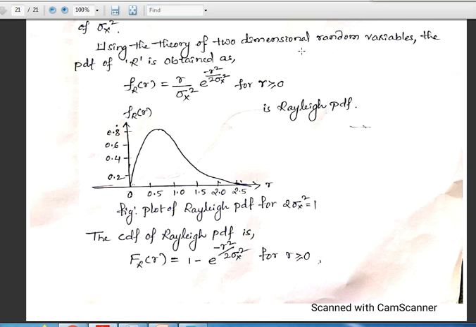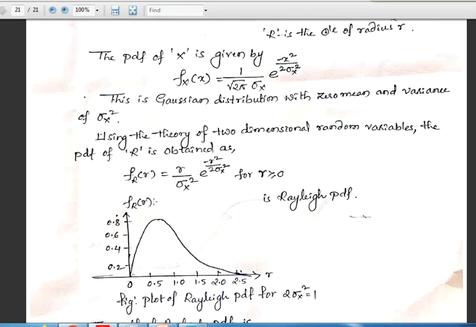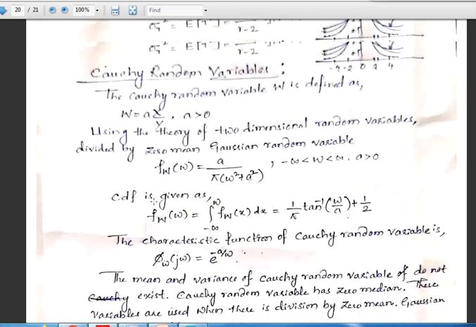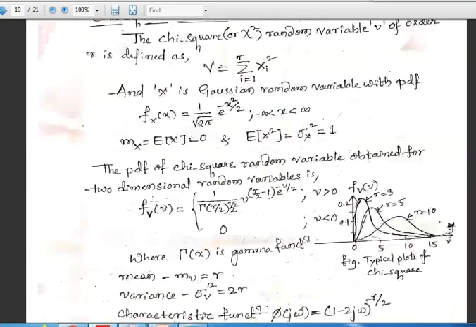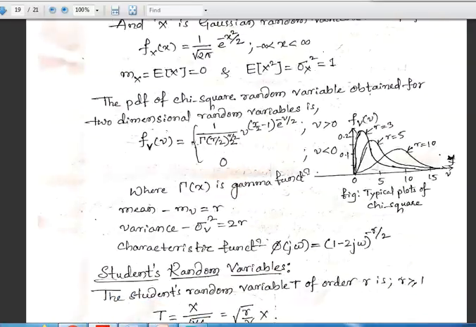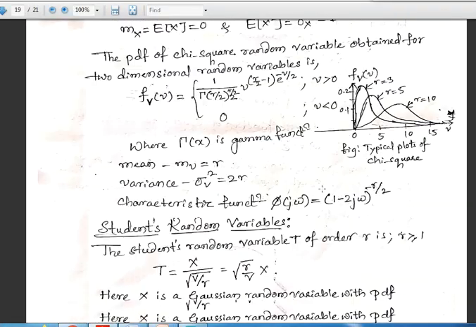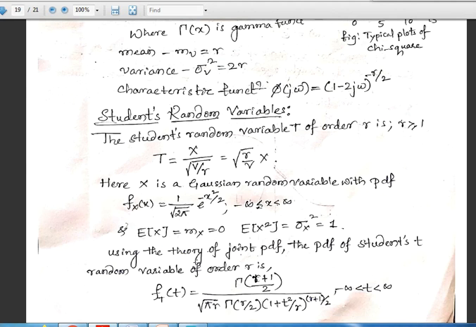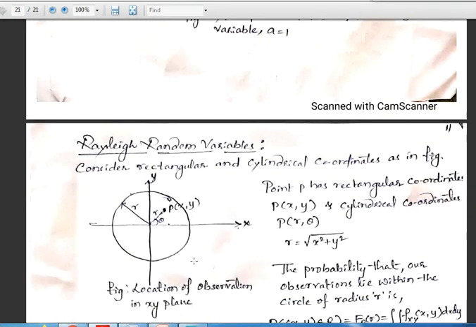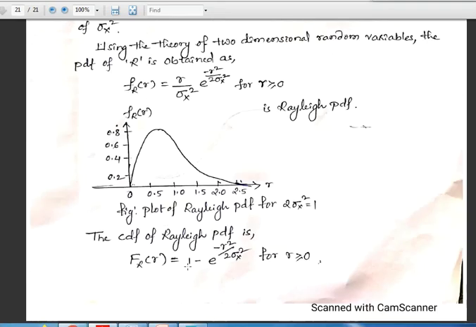We have to take up these equations and understand all these applications. The first is the chi-square random variable, which is given by what equation, and its plots; then the Student's random variable, the Cauchy random variable, and the Rayleigh random variable. So this is regarding the second module. We'll see the next module in the next video.